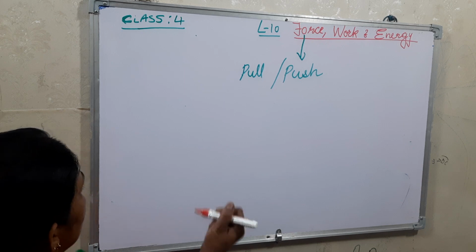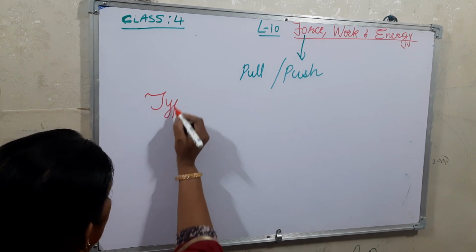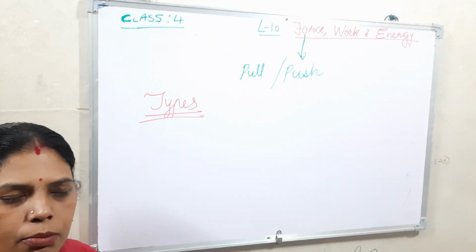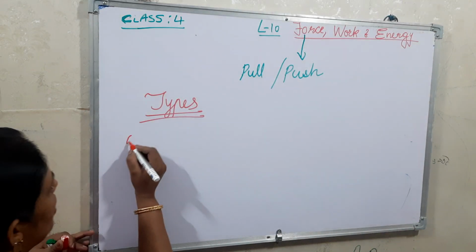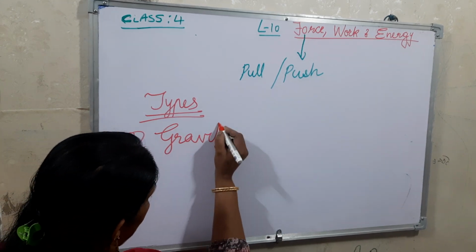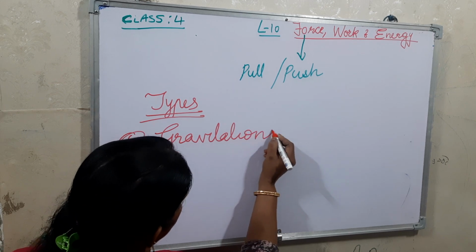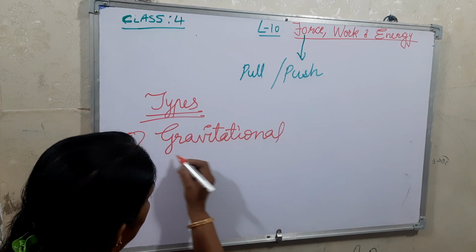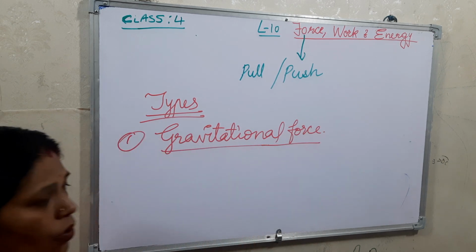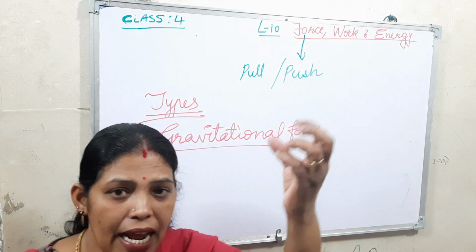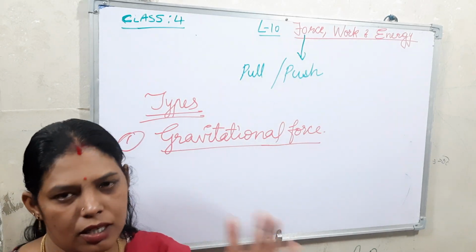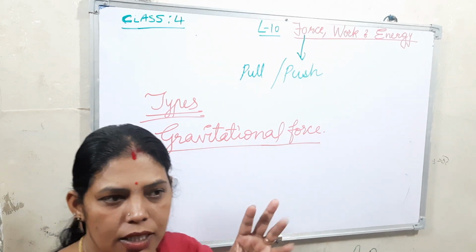When you are talking about the types, so many types of forces are there. The first one is the gravitational force, or we can say gravity. This is the force that attracts every object to the center of the earth. Just imagine throwing a ball up into the sky.